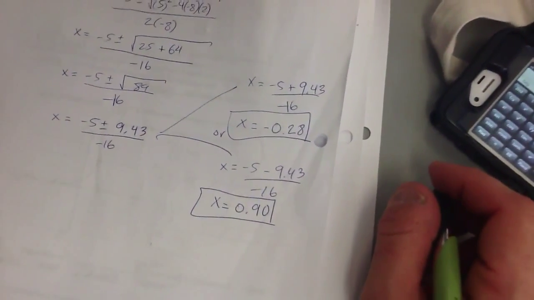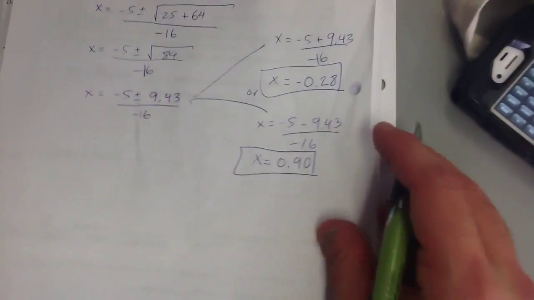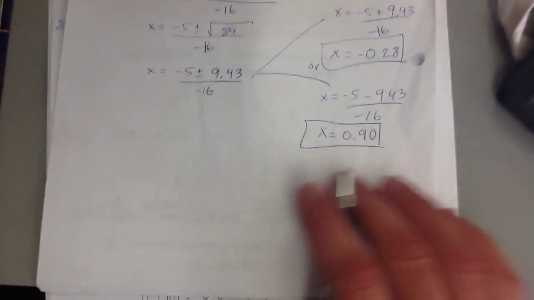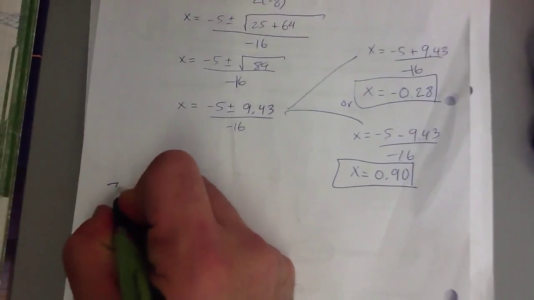Okay, so it's very important you understand how to come up with those two x-intercepts. All right, let's try another question here. Another question will be question 7.